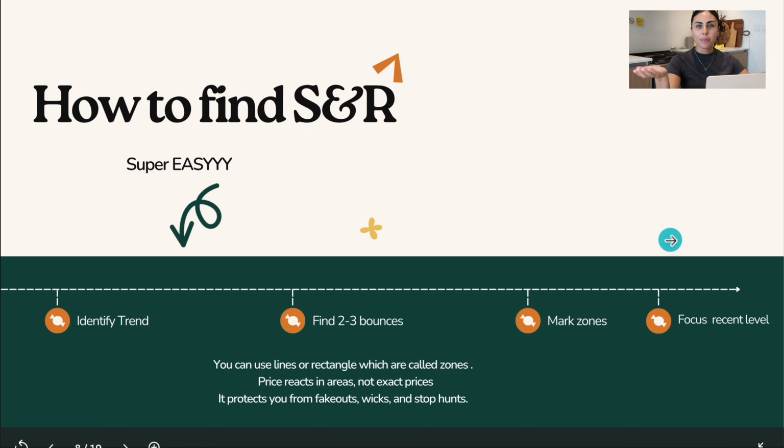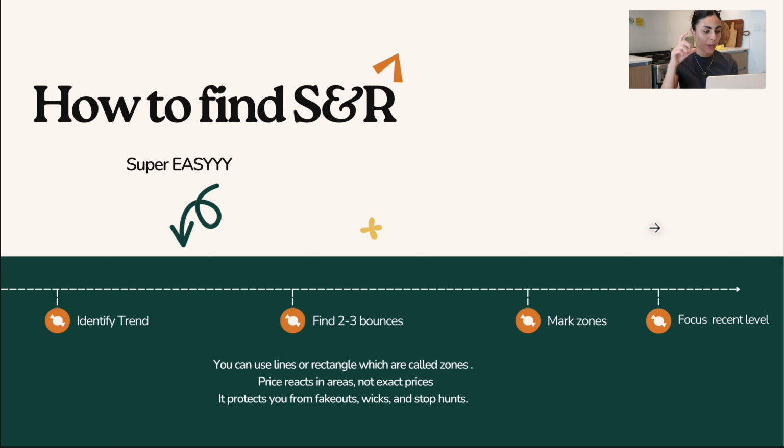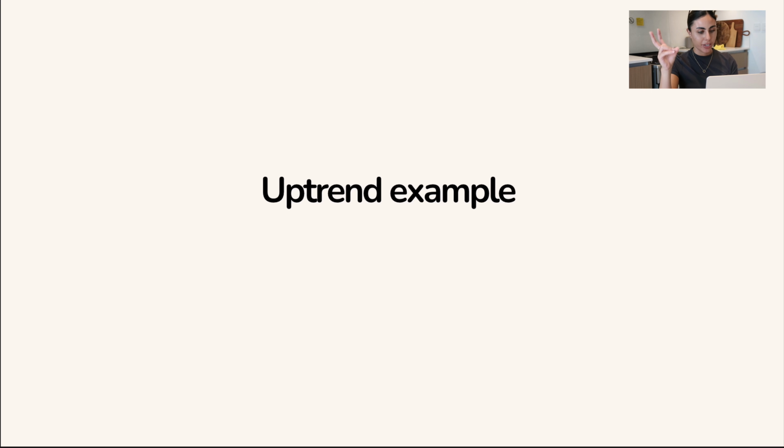Essentially, when I mention marks or zones, you can either use lines or rectangles, and they are essentially called zones. I used to prefer drawing lines, but now I find it a bit easier to draw a rectangle, because when there is a line, the price never actually goes to that exact line, and you have to mentally prepare for that. That is why I drew a rectangle, as visually it just makes a bit more sense. So this is something I want you to take away, if it's anything from this video. Price reacts in areas and not exact prices. Also, when you draw the rectangle and mark your zones, it protects you from fake outs, wicks, and stop hunts. So I'm going to show you an example of an uptrend.